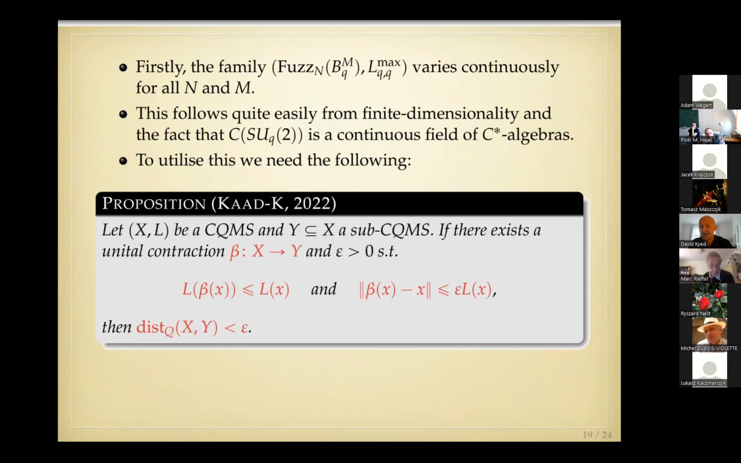So this is the proposition that we're going to use in order to approximate quantum SU2 with the fuzzy spectral bands. All right, so we need to construct such a beta, and we need to construct one for each n and one for each n and m onto these fuzzy spectral bands, or into them at least. So how does one go about this? Well, looking into the literature, such a map is known as a Berezin transform. So we are going to define a quantum Berezin transform in our setting.